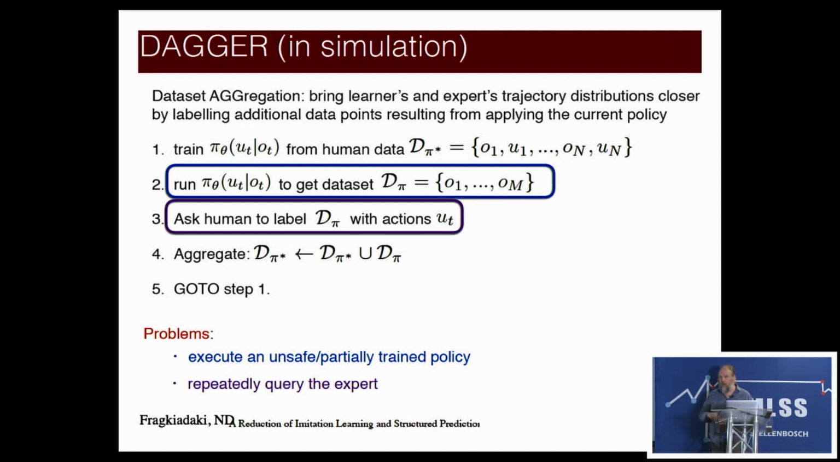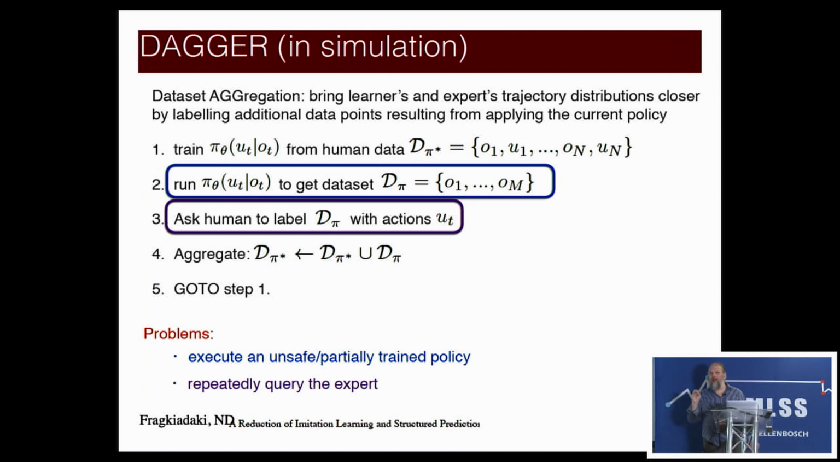Now, there are two basic problems with Dagger, which are important. One is you have to execute an unsafe policy. And the other is you've got to sit down with the expert and say, did I do the right thing? So we can reasonably hope that by producing better representations of the world, we can do better.